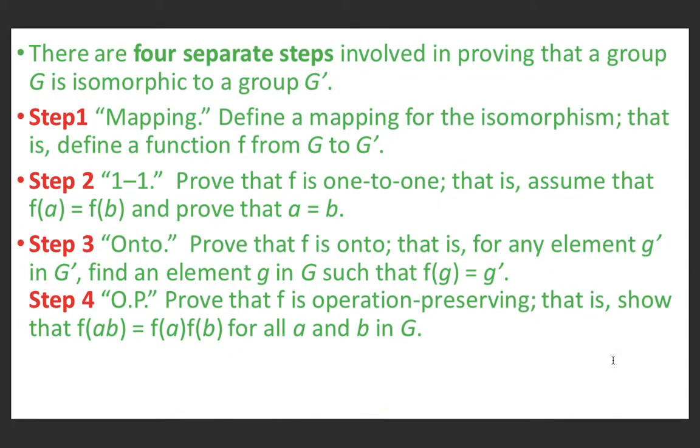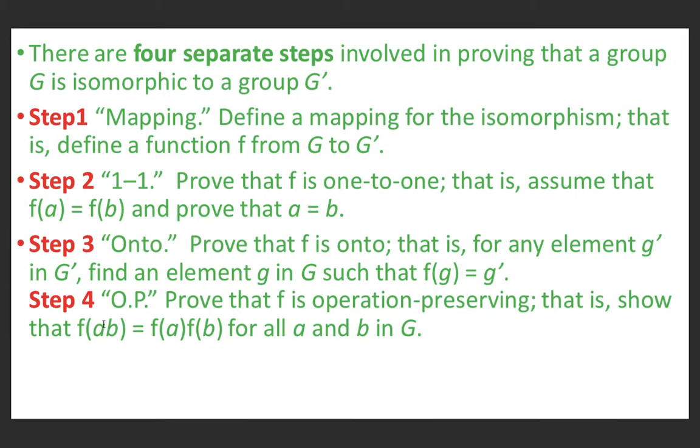Now there are four separate steps involved in proving that a group G is isomorphic to a group G'. First of all, we define a mapping for the isomorphism. That is, we define a function f from G to G'. In the second step, we prove that f is 1-1. It means if f(a) is equal to f(b), then a is equal to b. In the third step, we prove that f is onto. That is, for any element g' in G', we find an element g in G such that f(g) is equal to g'.